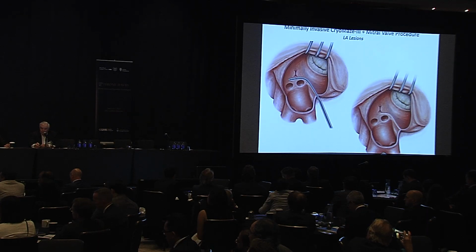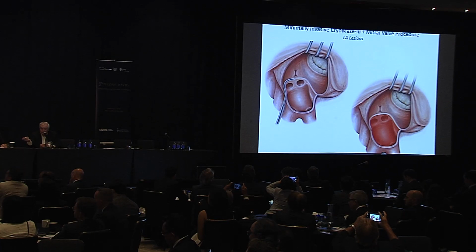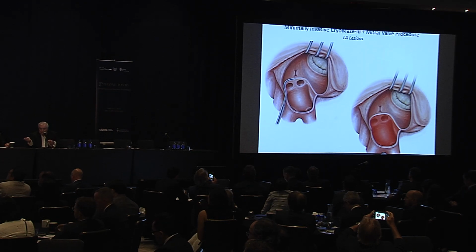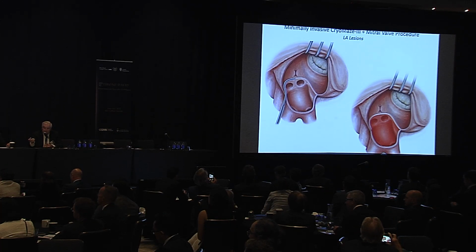The next step is to take a different cryo probe, bend it differently, so that you can go from the top of the left atriotomy and complete the lesion around the left pulmonary veins. And now, as you see down in the bottom there, you've got a box of the left atrium isolated. That gives you your box from the inside.